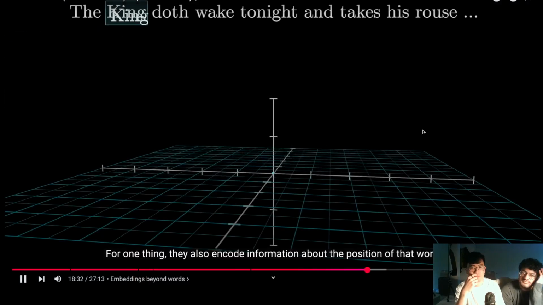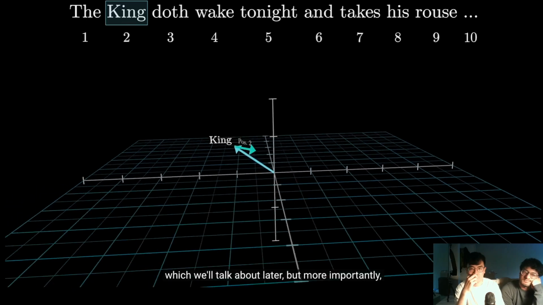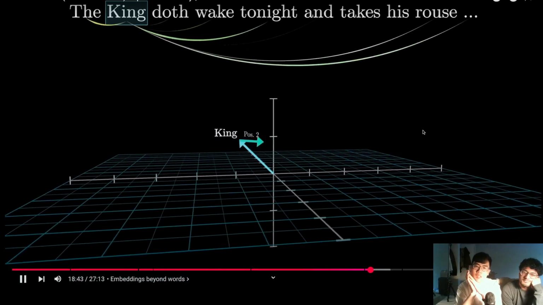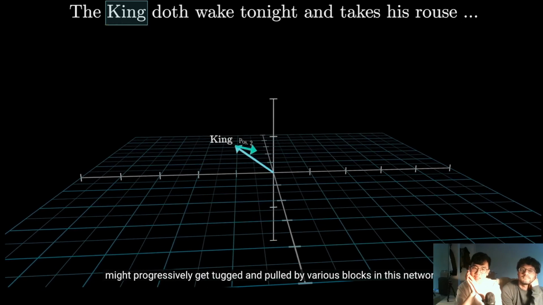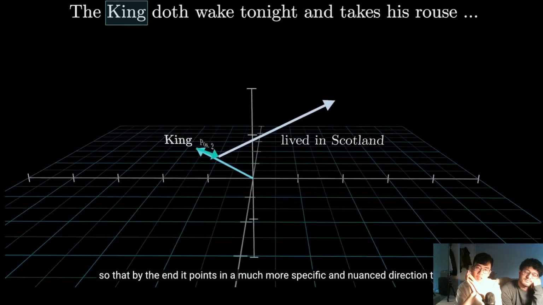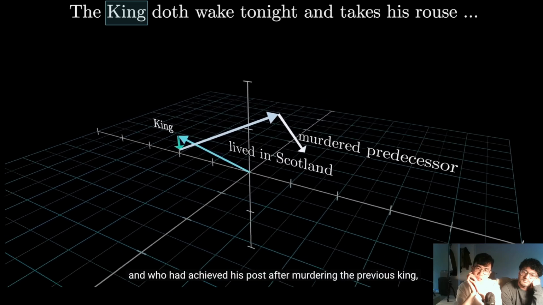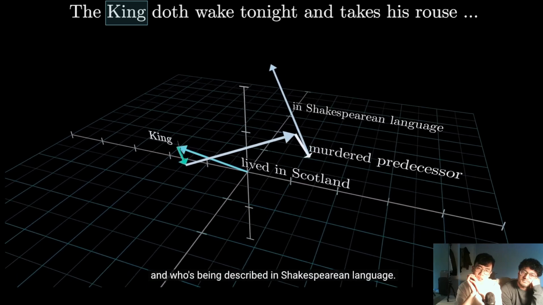Space is not merely representing individual words. For one thing, they also encode information about the position of that word, which we'll talk about later. But more importantly, you should think of them as having the capacity to soak in context. A vector that started its life as the embedding of the word king, for example, might progressively get tugged and pulled by various blocks in this network, so that by the end it points in a much more specific and nuanced direction that somehow encodes that it was a king who lived in Scotland, and who had achieved his post after murdering the previous king, and who's being described in Shakespearean language.